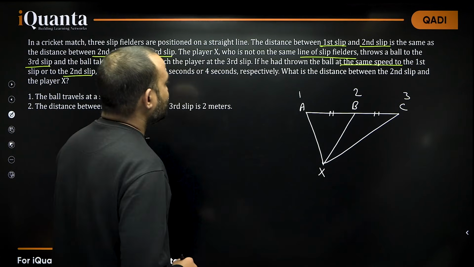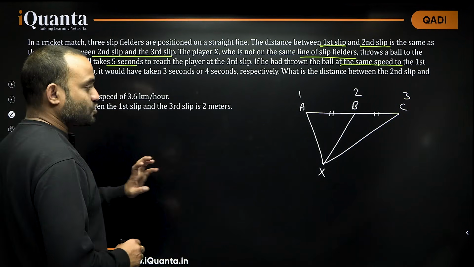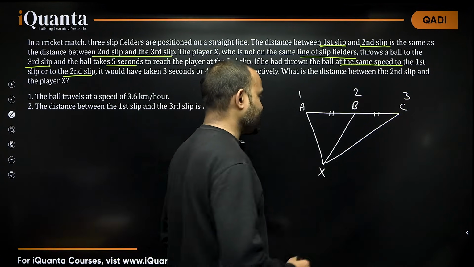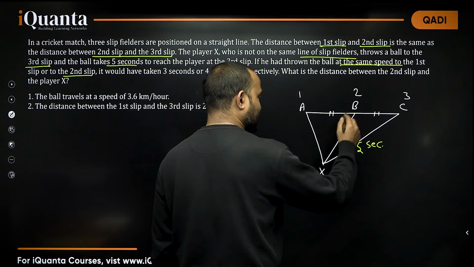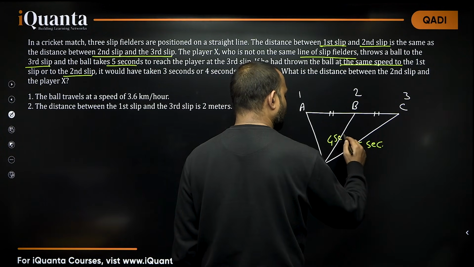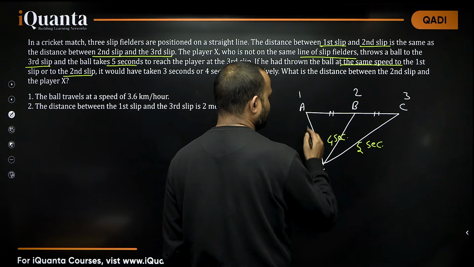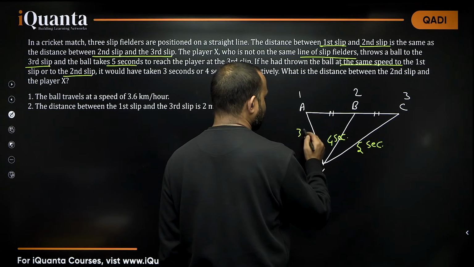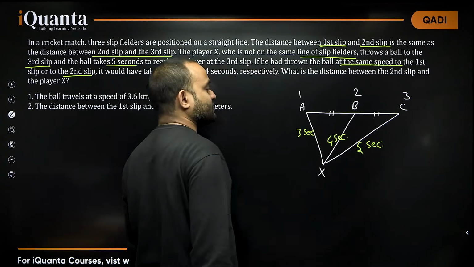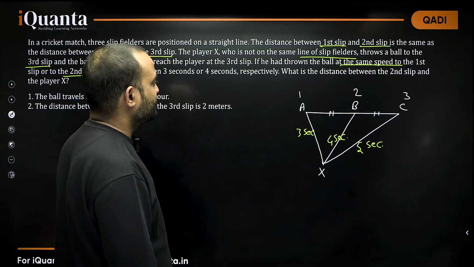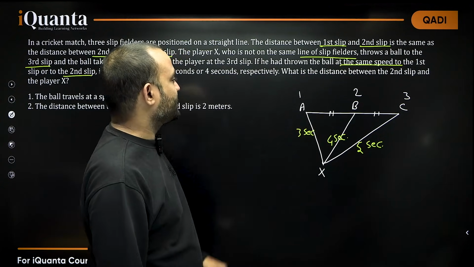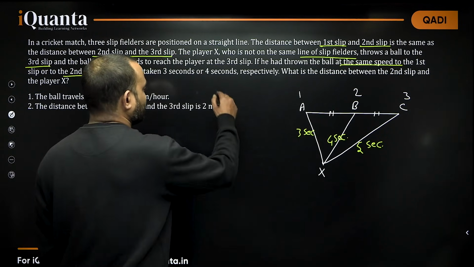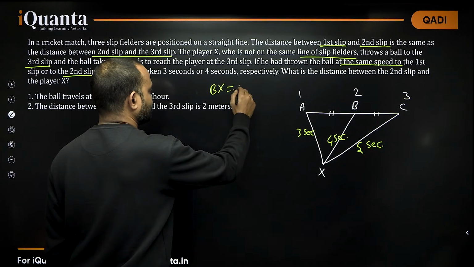Now it says that when player X throws the ball at the third slip, it takes 5 seconds to reach here. But in case of second slip, it takes 4 seconds only. When it reaches the first slip, it takes 3 seconds only. In all the 3 situations, the distance is same, right? So the time is given. We need to find the distance between second slip and player X. We need to find the distance BX.